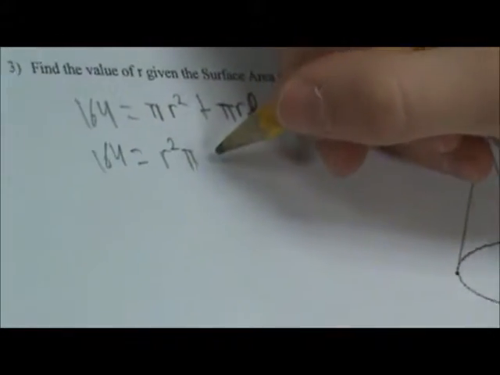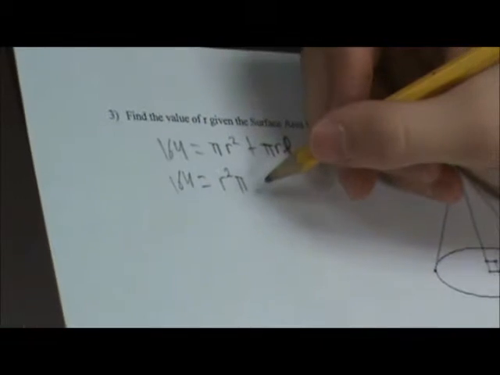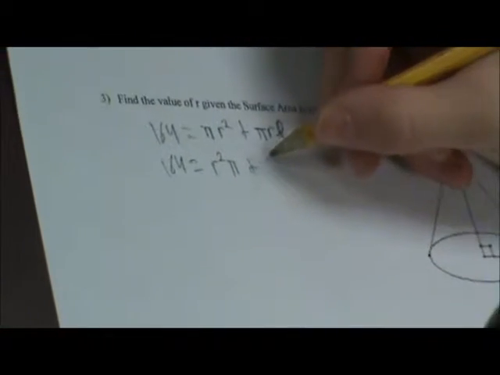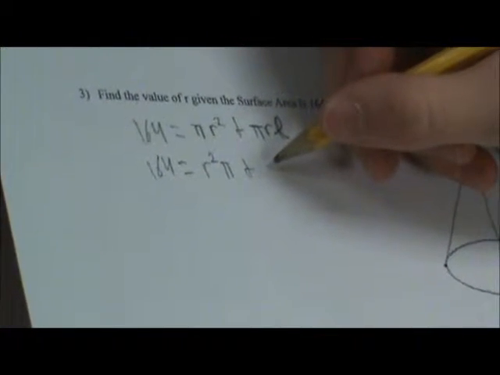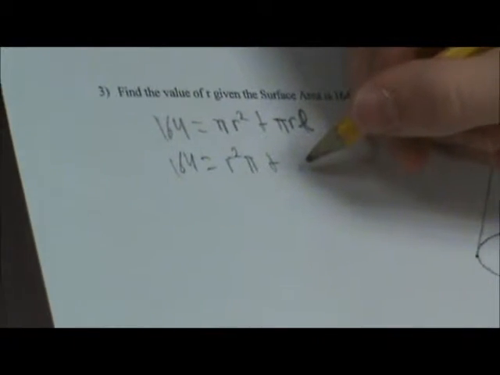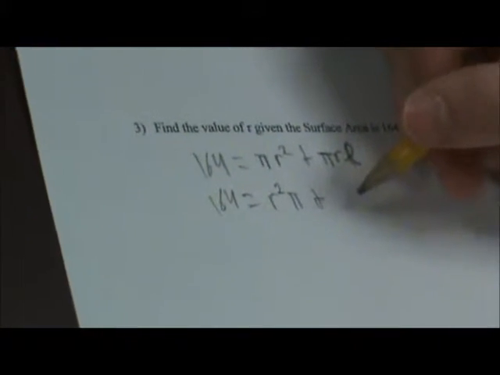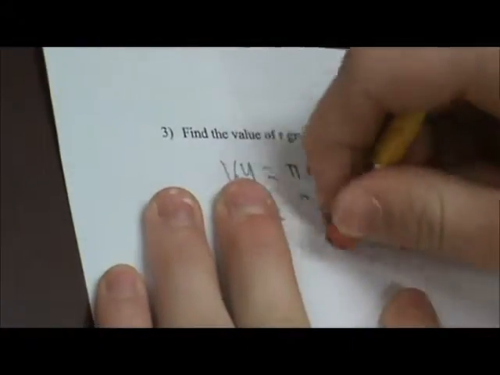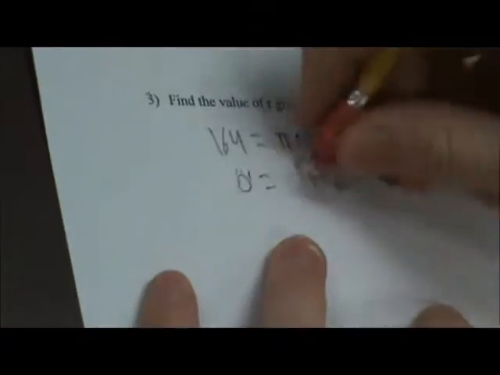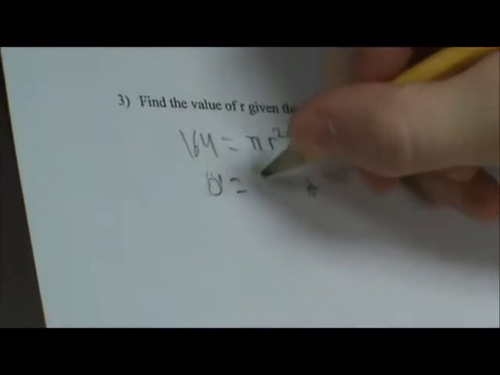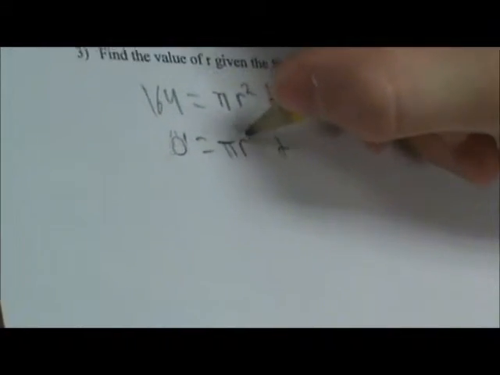I'll erase that later, don't worry. So it's going to be 0 equal pi r squared plus 8 pi r minus 164. I think I got a little lost here, so I'm just going to erase that quick. And then that's when I write the pi r squared plus 8 pi r minus 164.